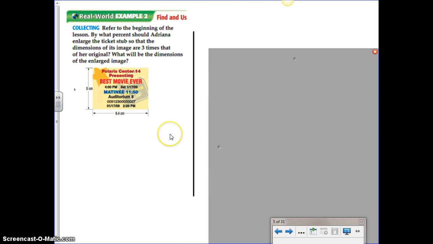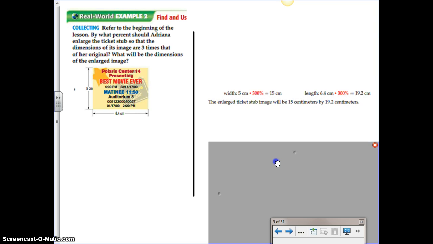Example 2, refer to the beginning of the lesson. By what percent would Adriana enlarge the ticket stub so that the dimensions of its image are 3 times that of the original? What will the dimensions of the enlarged image be? So 3 times is exactly what you're thinking. We can just multiply by 3 or 300% to get 15 centimeters by 19.2 centimeters.